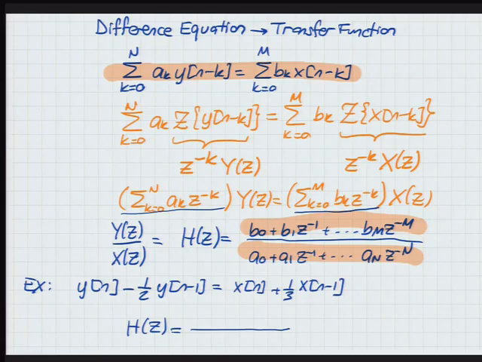So, the coefficient of y of n, which is 1, goes here. That's the a0 in the formula. Okay? The coefficient of y of n minus 1 multiplies z inverse in the denominator. So all the y terms get carried to the denominator. The coefficient of x is 1, so we get a 1 in the numerator. And then the coefficient for x of n minus 1 is 1/3, so we get plus 1/3 z inverse.